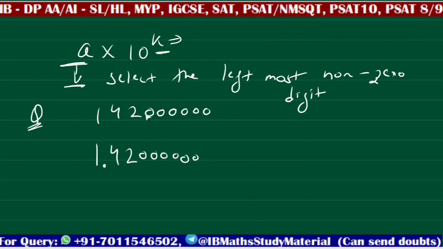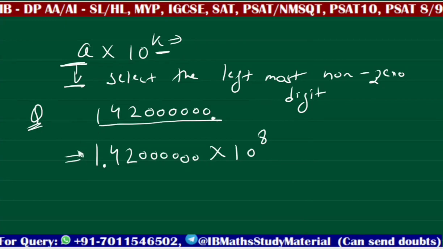Now we are done. How many places have I shifted my decimal? Let me count starting from here: 1, 2, 3, 4, 5, 6, 7, 8. My decimal was previously here, so I shifted my decimal 8 units to the left. So I have to write 10 raised to power 8. Why 8? Because I am converting this number to this.